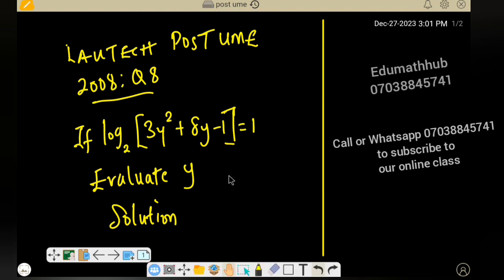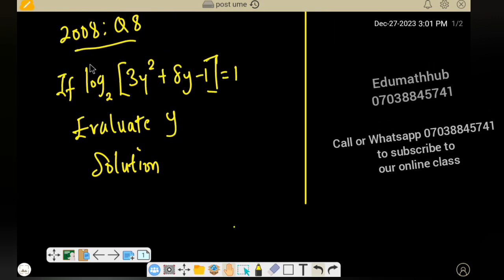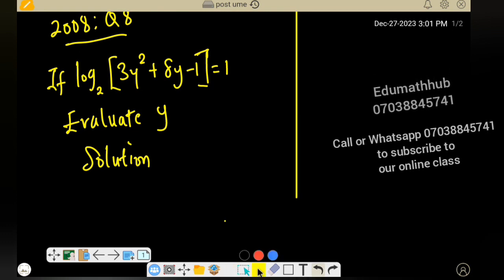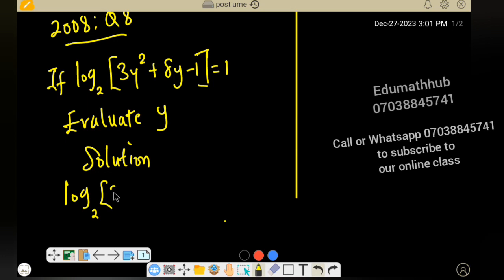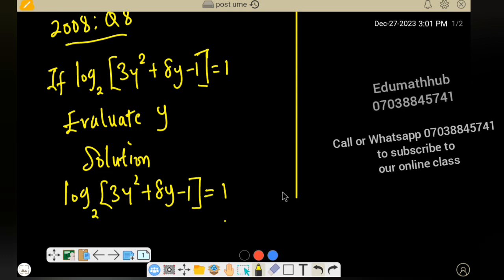So this is a logarithmic equation, an equation that is based on logarithm. The first thing to do is remove the logarithm. You have to convert it to index form. To do that, first of all, write log to base 2 of 3y squared plus 8y minus 1 is equal to 1. After that, you convert to the index form.